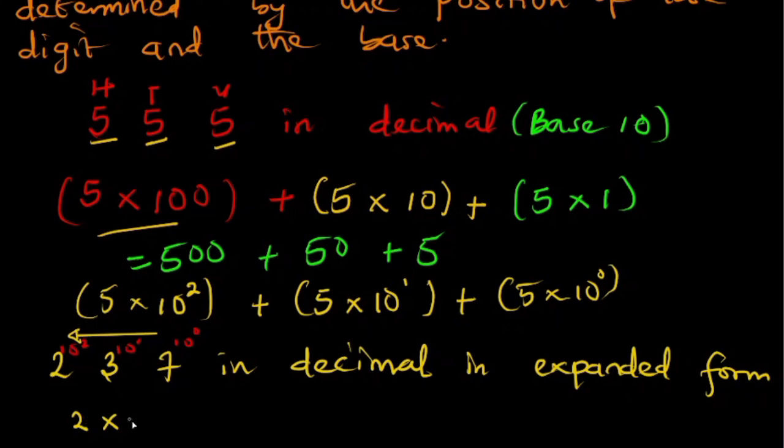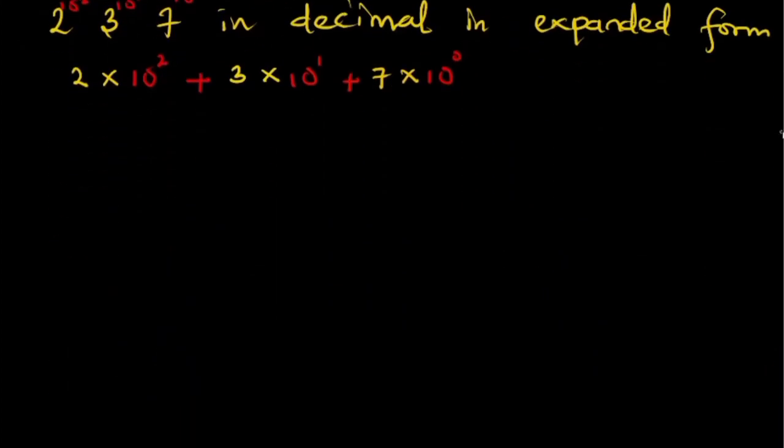So this is 2 times 10 raised to the power of 2. Remember the definition, because we are multiplying by a factor, plus 3 times 10 raised to the power of 1, plus 7 times 10 raised to the power of 0. This is the simple answer. That is 237 in its expanded form, which we can read as 237.